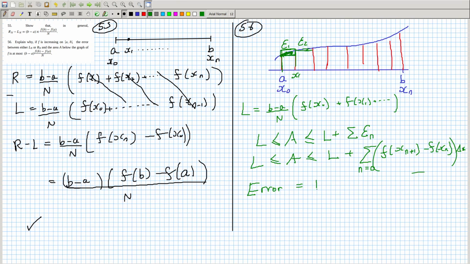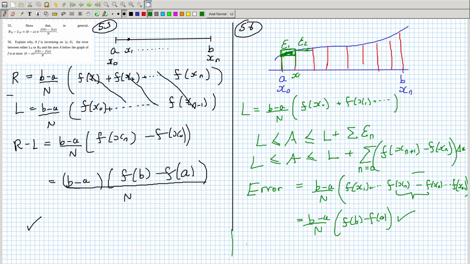So the delta x is b minus a over n. And that's the sum of the difference, starting at f(x1), all the way up to f(xn), and then minus f(x0), all the way up to f(xn minus 1). Sorry, that's kind of a bit messy. So they all cancel except for these two here. So that would be b minus a over n times f(b) minus f(a), which is exactly what we have here.